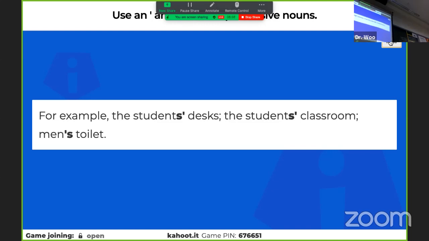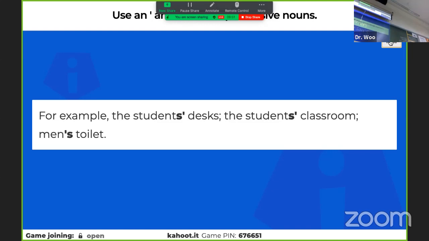Men's toilet. Men's toilet. See, men, if you take a look over here, men is already plural. Okay? I'm going to show you something now. Men's. I'll show you one more time with people. Person. Persons. People. Peoples.